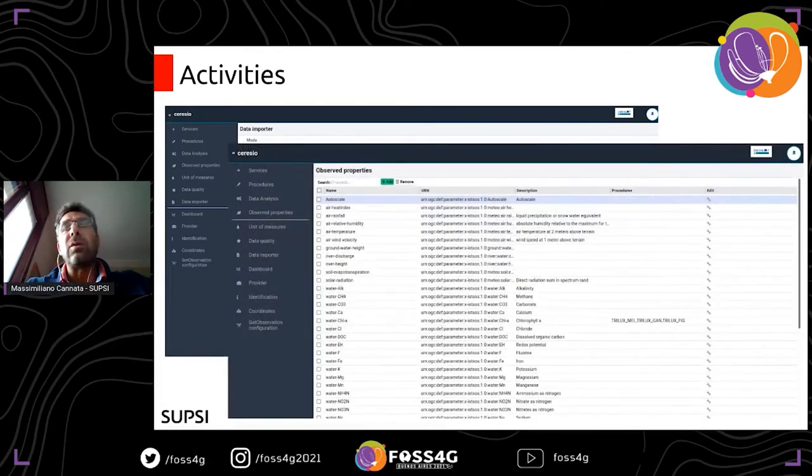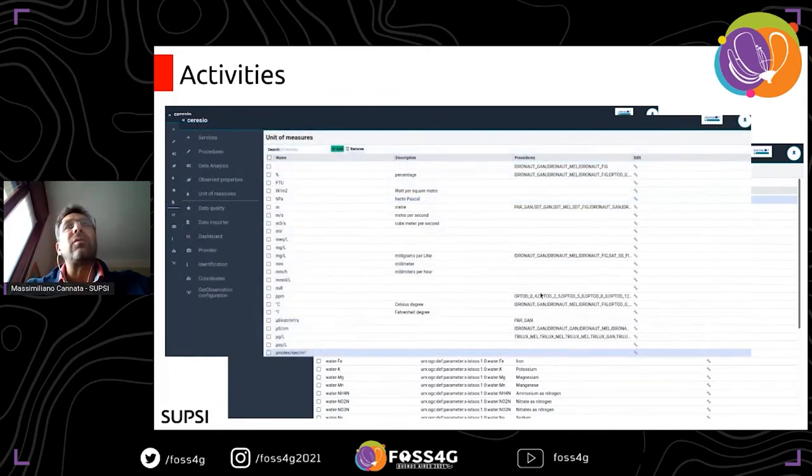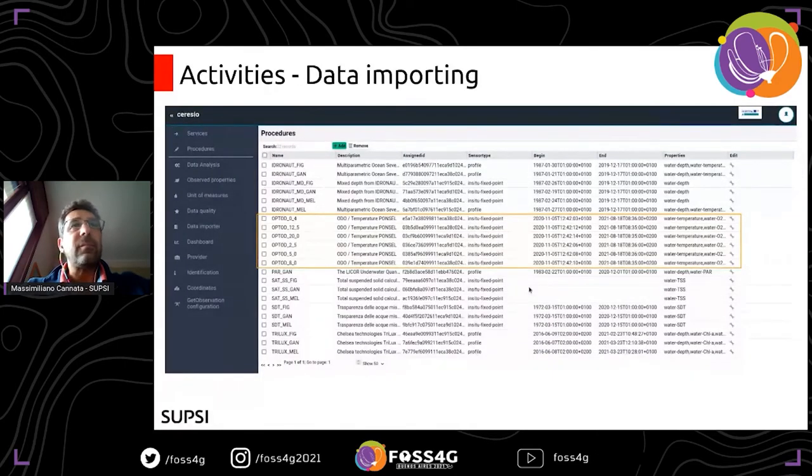Together with the other partners, we have defined a common ontology of the parameters and uniformized the units of measure of the different indicators and parameters that we want to access. As you can see, we have different types of data in the data management system, which is a request based on ISOS. You have in the box the data from the sensors in the field. So these are real-time data, but you also have 50 years of data, for example, from 1972 to 2020, for different types of sensors and monitoring.